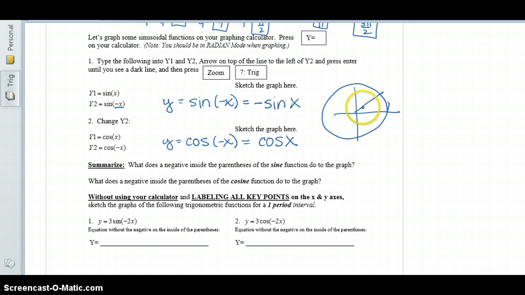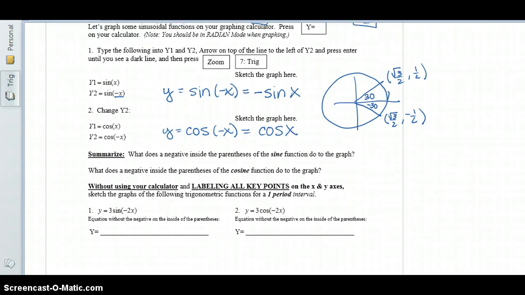Let's say we have a 30-degree angle. The coordinates there would have been root 3 over 2, 1/2. For a negative angle, we would have negative 30. The coordinates there are root 3 over 2 and negative 1/2. So if you look at the cosine, the x-coordinates are the same for either a positive or a negative angle. But when you take the sine of a positive angle compared to the sine of the negative angle, they change in the algebraic sign. So one is positive and one is negative.